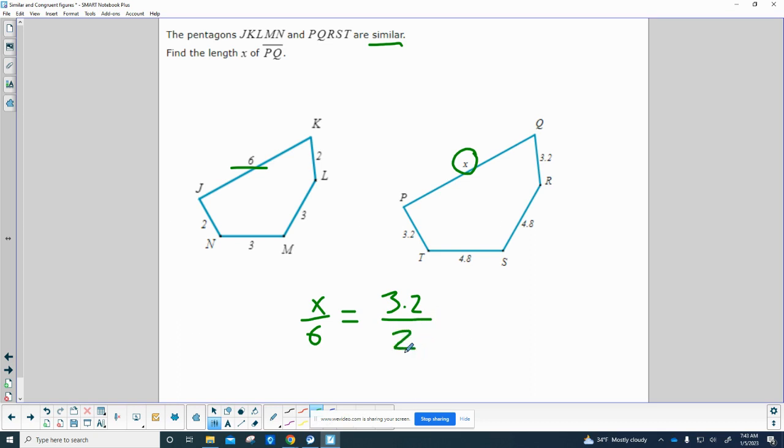Well, I happen to notice, if we go back to one of the earlier problems, that 6 is 3 times bigger than 2. So essentially, I've multiplied this by 3 to get this. So if I multiply this by 3, I'm going to get 9.6. So this is another way of showing how to get the answer. X is 9.6. Now I could have done the cross multiply and divide by 2 as well, and I would have gotten the same answer.